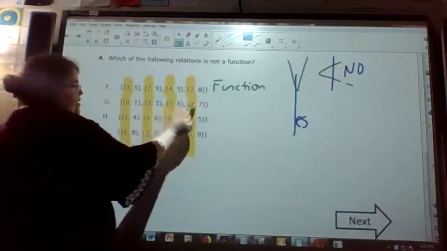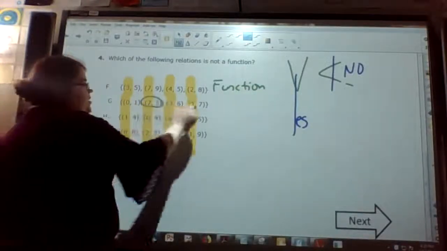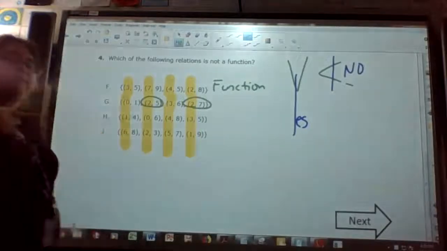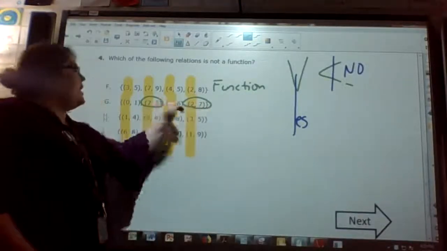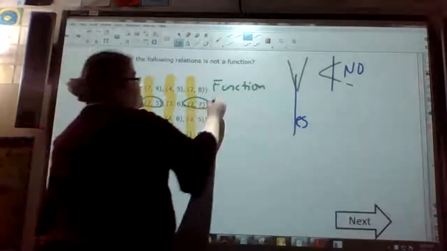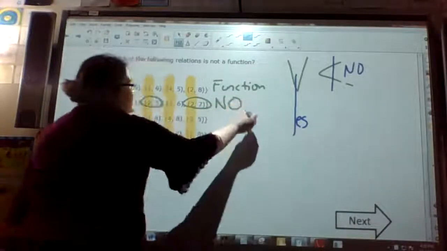0, 2, 3, 2. Okay, so these are the same. The only way for it to be a function is if the y's were the same. But right now, 5 and 7 are not the same. So it's going to be not a function.